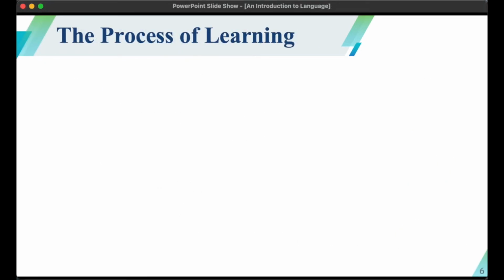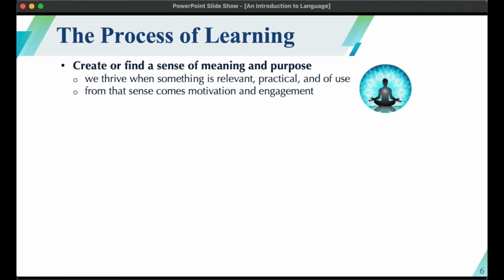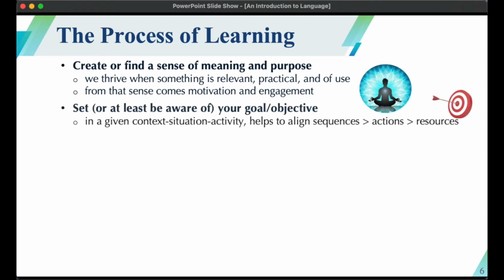The process of learning is about creating or finding a sense of meaning and purpose. It's essential. We thrive when something is relevant, practical, and of use to us. So think of your life, your aspirations, whether long-term, short-term, or everyday hopes. It's from this sense of meaning and purpose that comes motivation and engagement. Set, or at least be aware of, the goal or objective. In a given context, situation, activity, a clear goal or objective will help to align interactional sequences, actions, and resources.